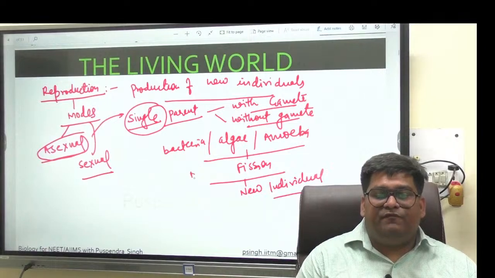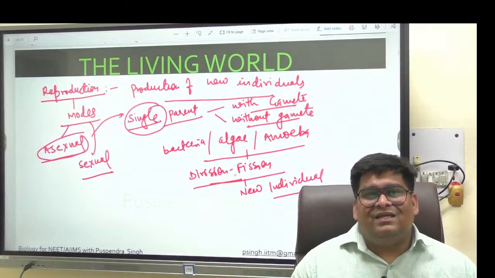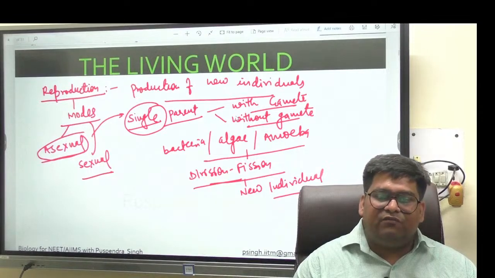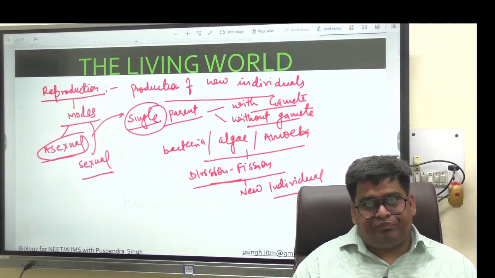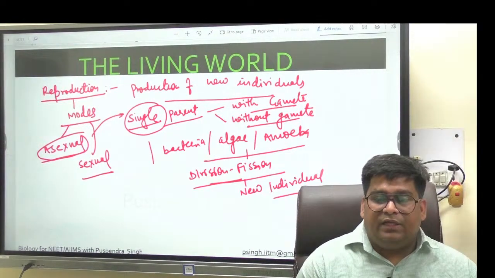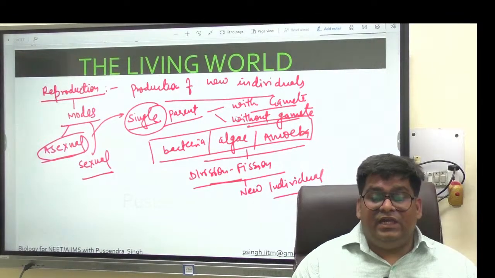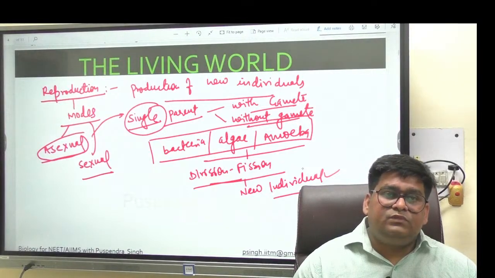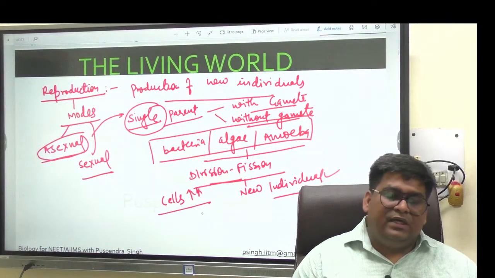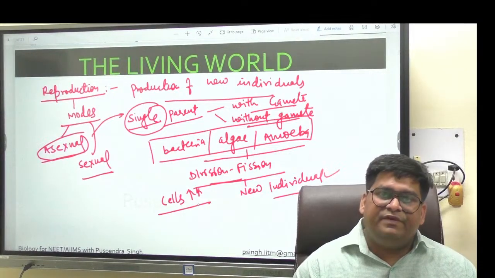Okay, so such type of division that is occurring in such type of unicellular organism ultimately leads to the production of the new individual. The process involved is basically fission. In such a process, the parent body undergoes division to form two or more individuals. The number of cells definitely increases. Hence you can say in the unicellular organism, reproduction is synonymous with growth.